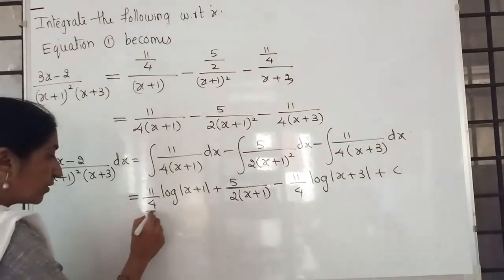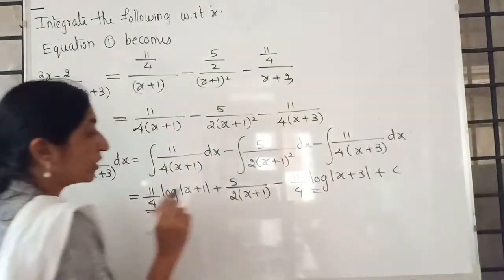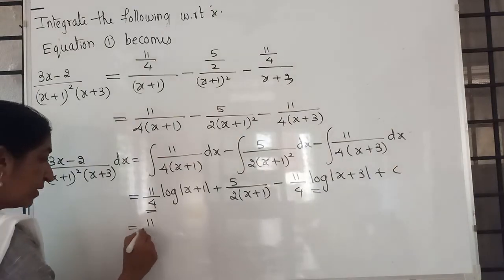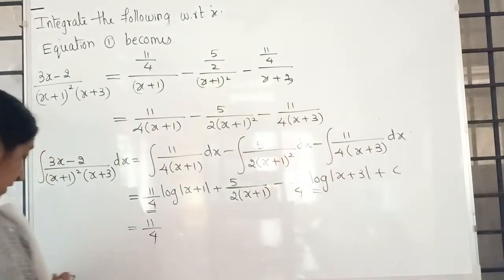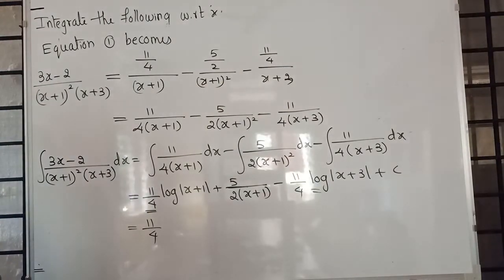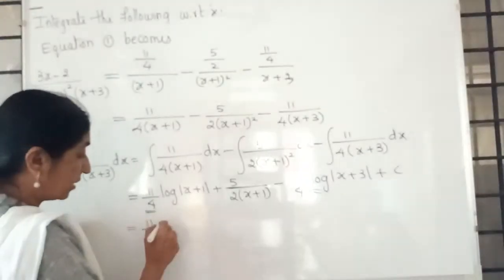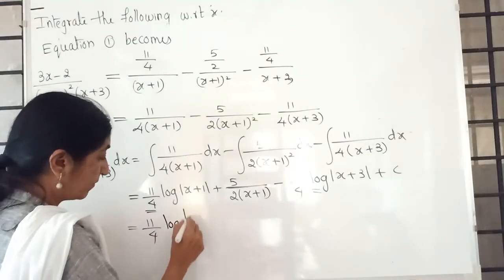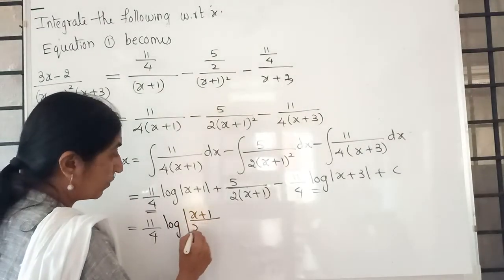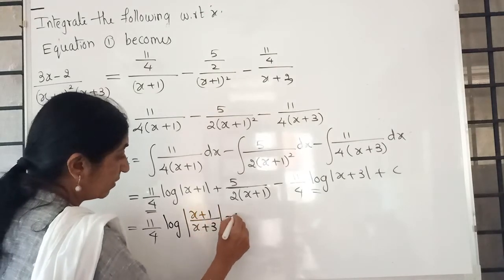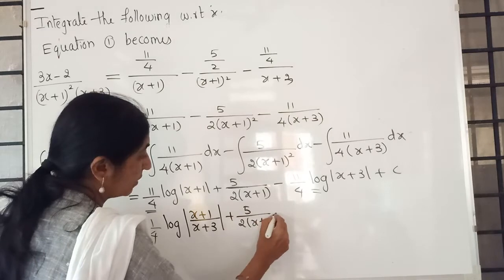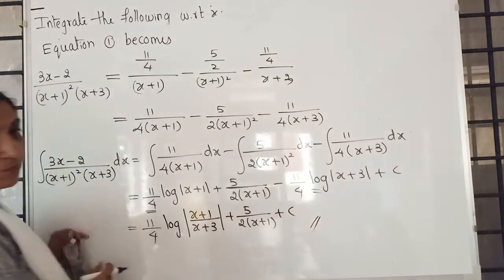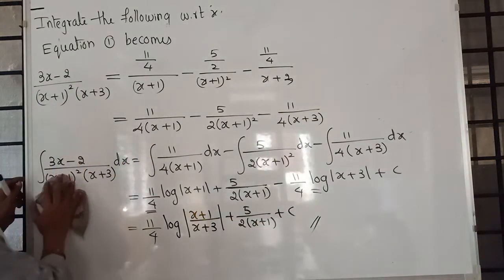See here. For the first one and the last one you can take 11 by 4 common, and log x plus 1 minus log x plus 3. How will you write it? You are familiar with the properties of log. Log m minus log n is log m upon n. So x plus 1 upon x plus 3, plus 5 upon 2 into x plus 1, plus c. Is it clear? I will explain one more example.